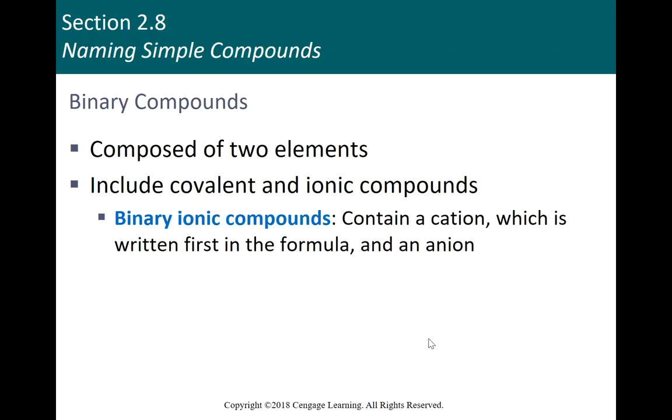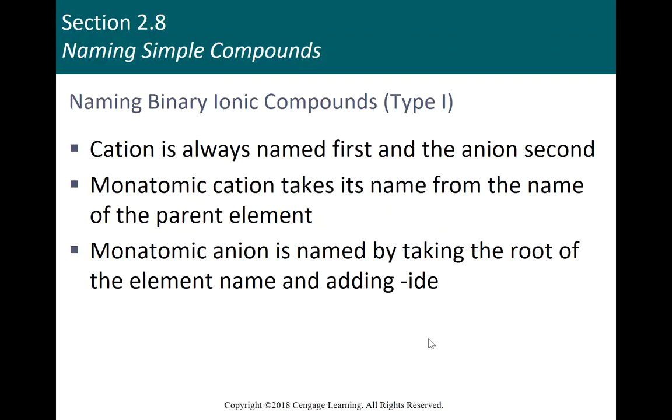By definition, a binary ionic compound contains a cation and an anion, so a positively charged ion and a negatively charged ion. We also have covalent binary compounds, and we'll learn about those in a lesson to come. So type 1 binary ionic compounds are one of the easiest to name. The cation is always named first, the anion second.